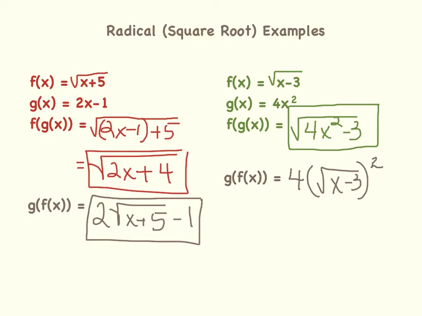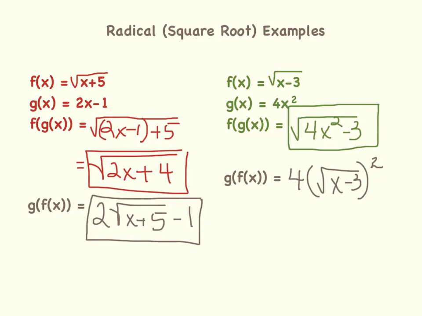Now in this one, there is more that we can do. Remember, anytime you have a radical that's squared, the answer is just the radicand without the square root. For example, the square root of 5 squared is simply 5. So when we look at our example, we have the square root of x minus 3 squared. So that simply is x minus 3.